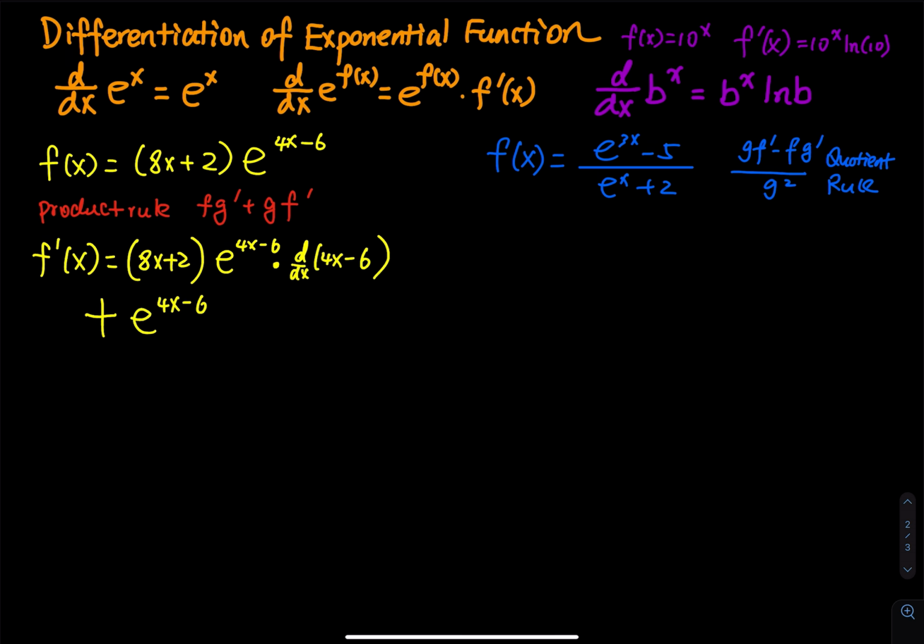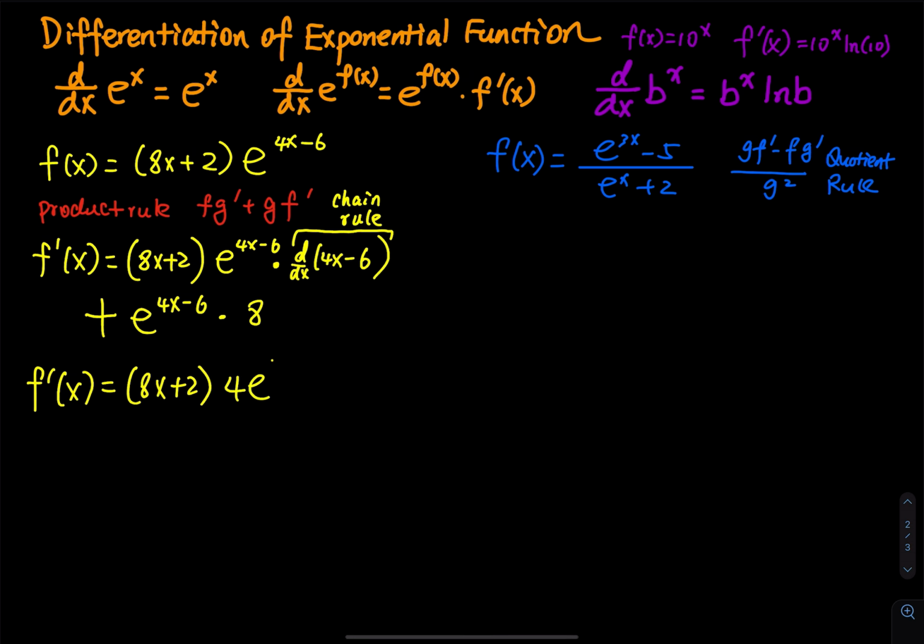The derivative of f is equal to 8, just 8. And then the derivative of g, what do we have? This is by the chain rule. That derivative is equal to 4. So we have 8x plus 2, and then a 4 e to the 4x minus 6, and then we add 8 times e to the 4x minus 6.